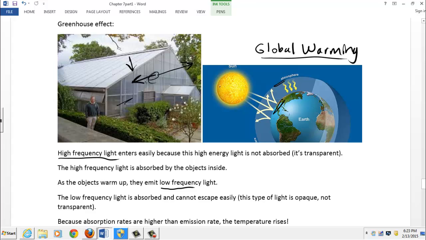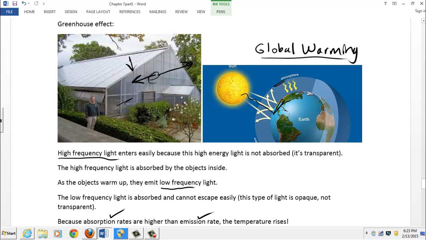And so it turns out that inside the greenhouse, you have more absorption than you do emission of light outside the greenhouse. And since the absorption rates are higher than the emission rates, the temperature is going to rise. And that's what we think is happening with global warming. There is a greenhouse effect that's been measured. Sunlight comes in, largely visible light and ultraviolet light, and it turns out those wavelengths of light are invisible to most of the gases of our atmosphere.